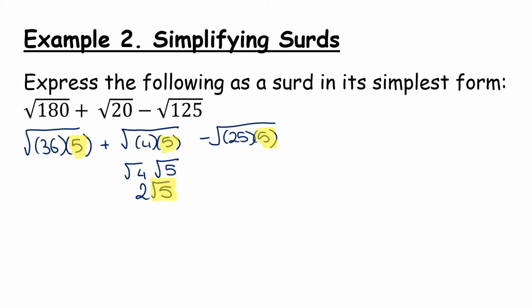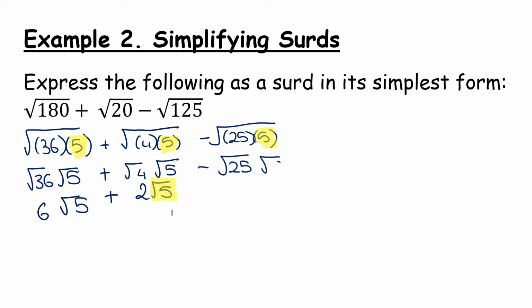So let's tidy up here. What we have now is square root of 36 by square root of 5, and the square root of 36 is 6 root 5, plus, we still have our 2 root 5, and let's clean up the last term here. It's going to be the square root of 25 by the square root of 5, which is minus 5 root 5. So what I have here is 6 square roots of 5 plus 2 square roots of 5 minus 5 root 5.